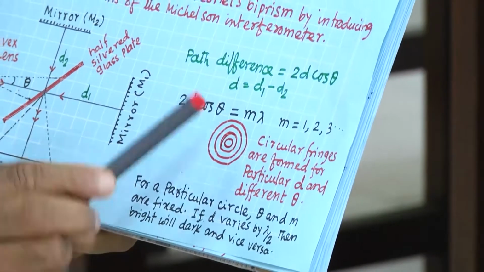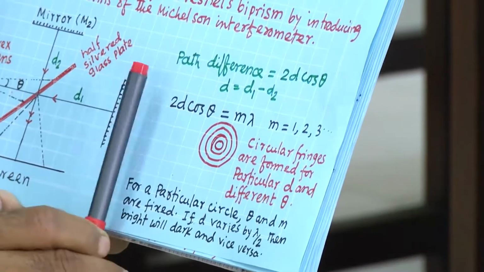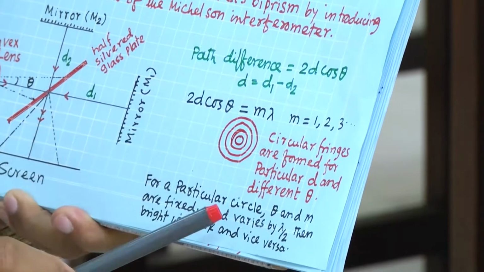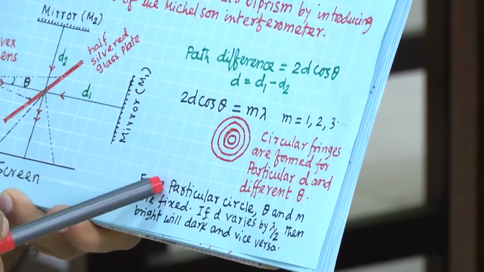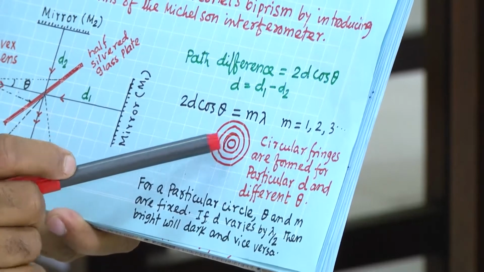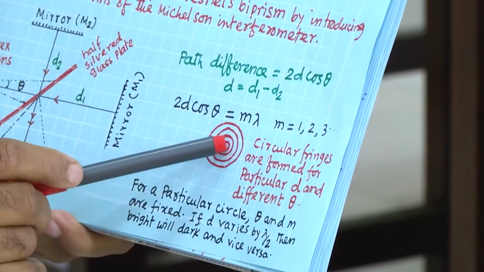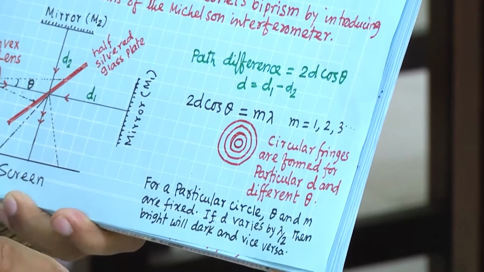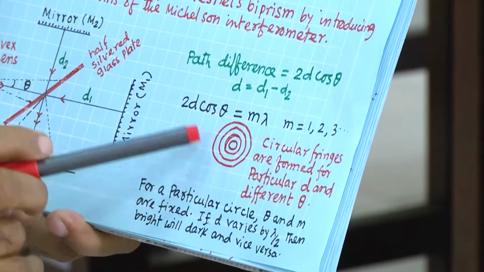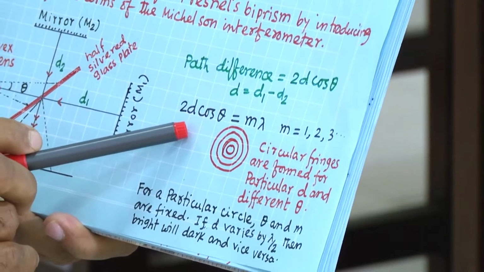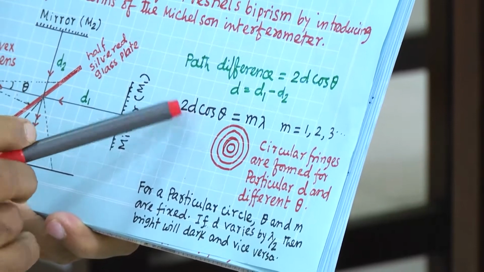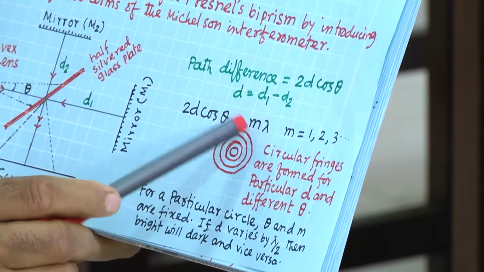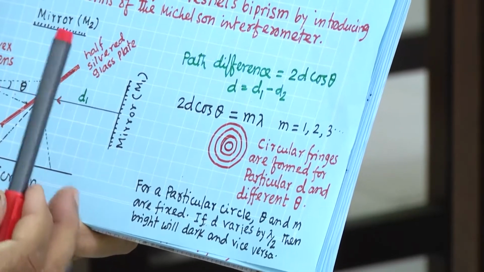Now, if you vary d, if you shift one of the mirrors, so basically you are varying d. So, when you vary d, what will happen? The order of the central one, say it was m, will now increase or decrease depending on the value of d. Okay. If d increases, you are shifting the mirror this side. Okay. So, m will increase.